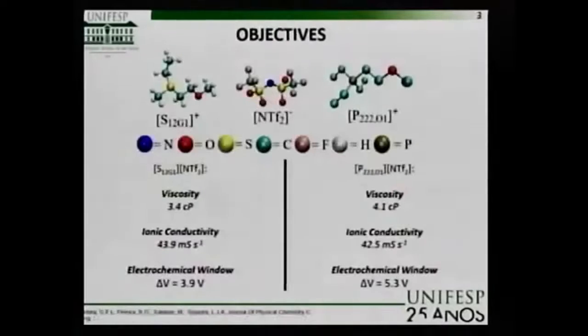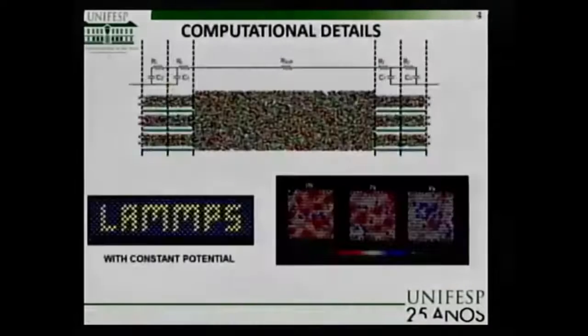So in our work, we simulated two different ionic liquids: a sulfonium-based ionic liquid that is formed by this cation and this imide anion, and the second one is a phosphonium-based ionic liquid formed by this phosphonium cation and this imide anion. Both ionic liquids present a low viscosity compared to other common ionic liquids, similar ionic conductivities, and wide electrochemical stability windows. So we put the ionic liquids between two slit nanoporous electrodes.